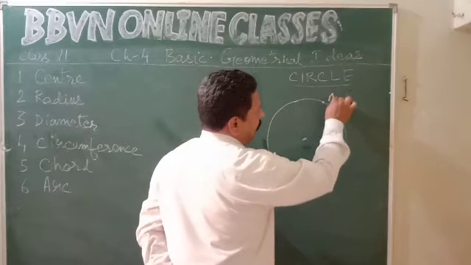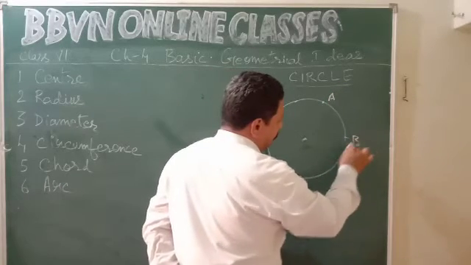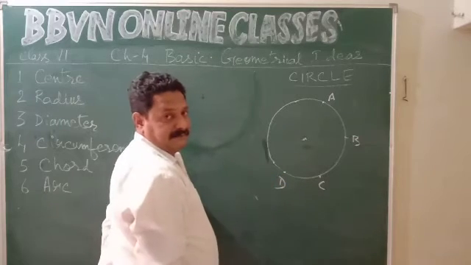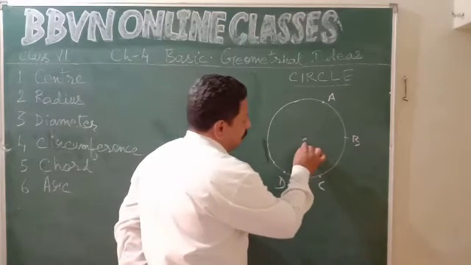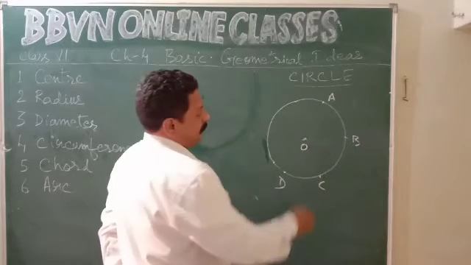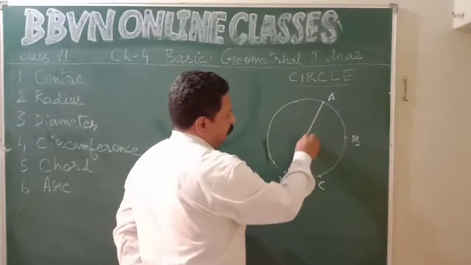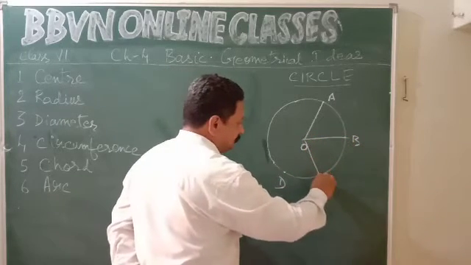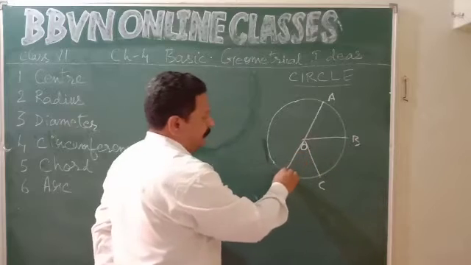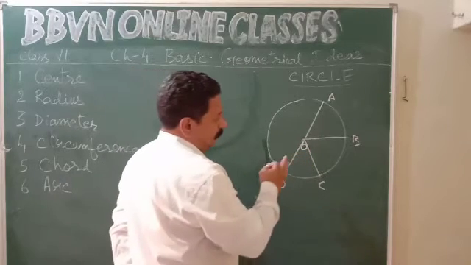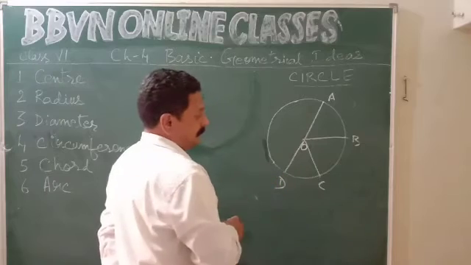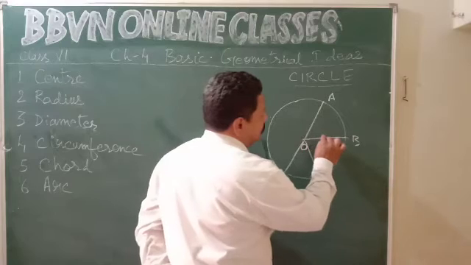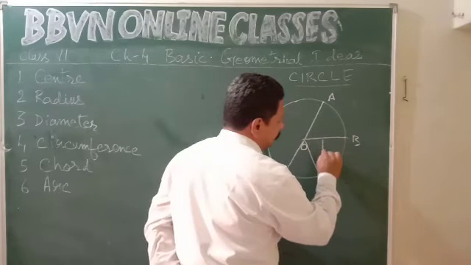Now, say I mark points A, B, C and D on the circumference of the circle. Say the center is O. I join A with O, and I join all these points with the center of the circle. If I measure the lengths of all these line segments, they will all be equal. So what does it represent? This represents the radius of the circle.